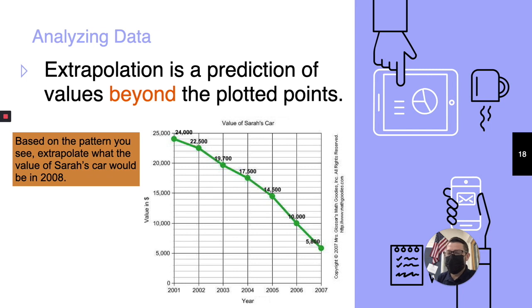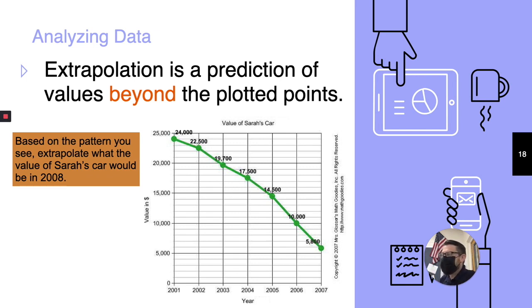So this chart is graphing out the value of Sarah's car. Let's imagine that every year she takes her car into the car dealer and says, how much would you give me for my car now? So in 2001, at the beginning of this graph, let's assume she buys the car for $24,000. She goes back in 2002, says, how much is my car worth? And they say, okay, after being driven for a year, it's worth $22,500. So it's gone down in value. And then a year later, 2003, it's now worth $19,700. Then a year later, $17,500. So as the years go on, her car continues to depreciate. The value goes down, down, down, down, down.